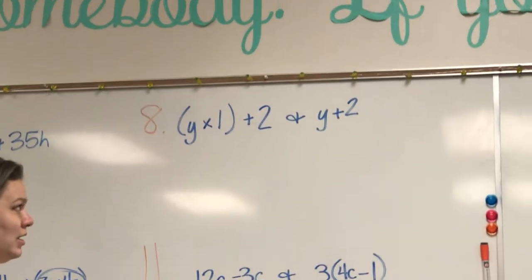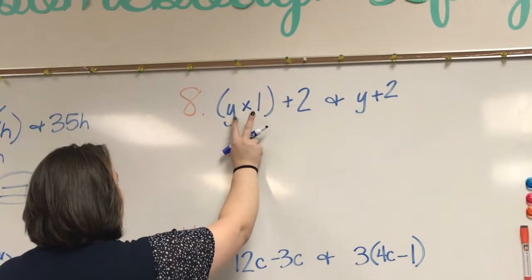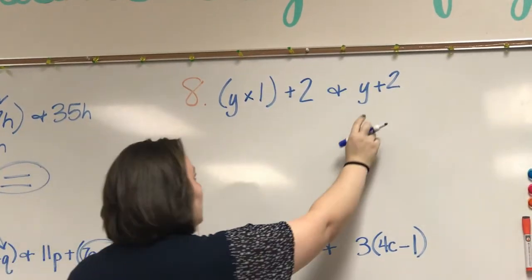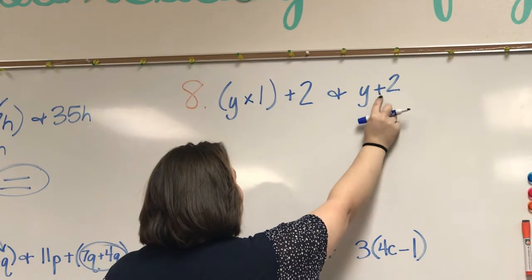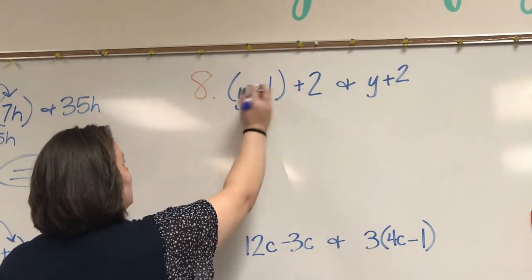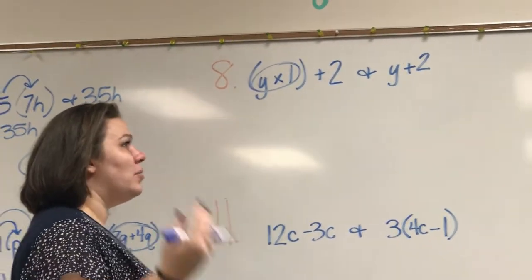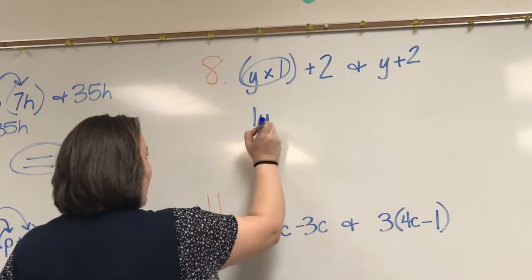Number 8. You're comparing multiplying y times 1, and then you have plus 2. And you're comparing that to say, is it the same or is it equal to y plus 2? So I'm going to start in my parentheses, and I'm going to work at just this. Y times 1 would equal 1y.